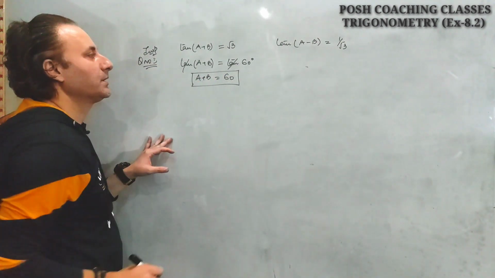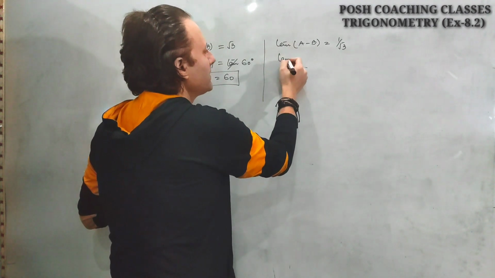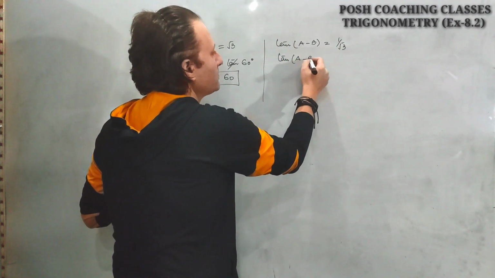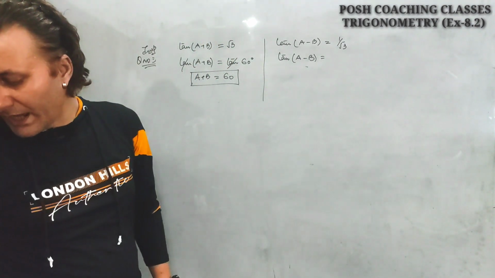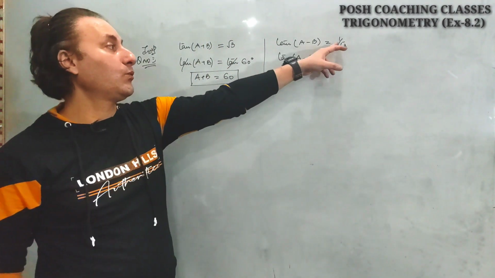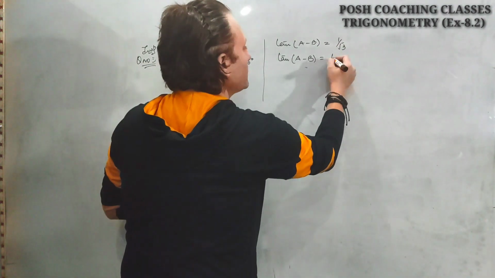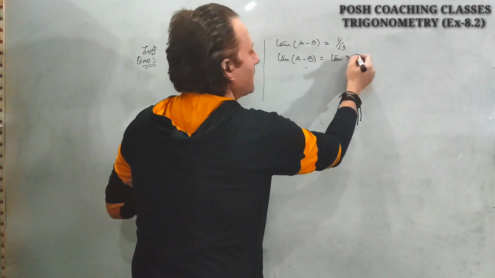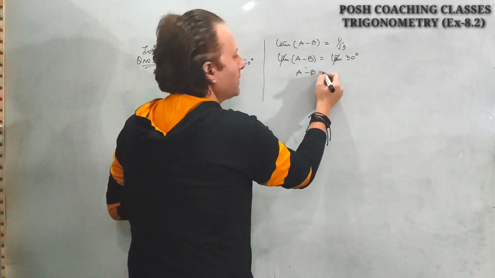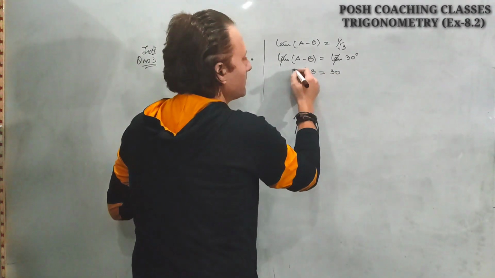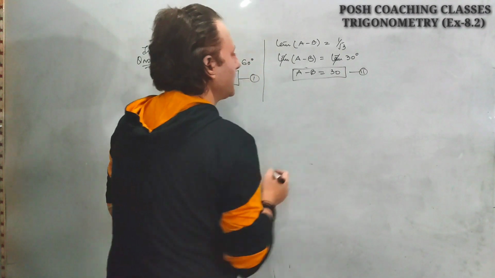Let's keep it this way. Now here I'll say tan(a - b). Again, look into the table and see where we have 1 upon under root 3. That is tan 30 degrees. Here also I'll take tan and tan off. We have a - b equals 30. Now let this be first and this be second.